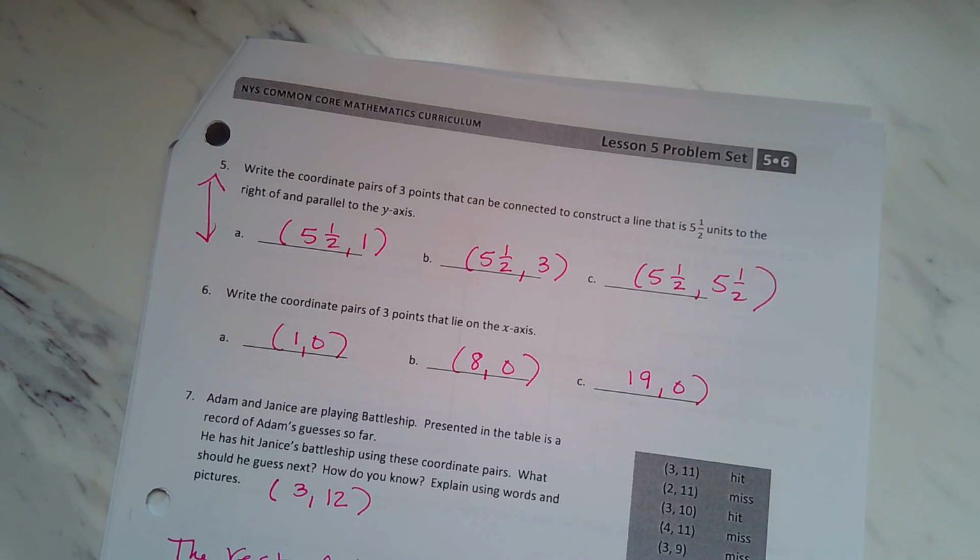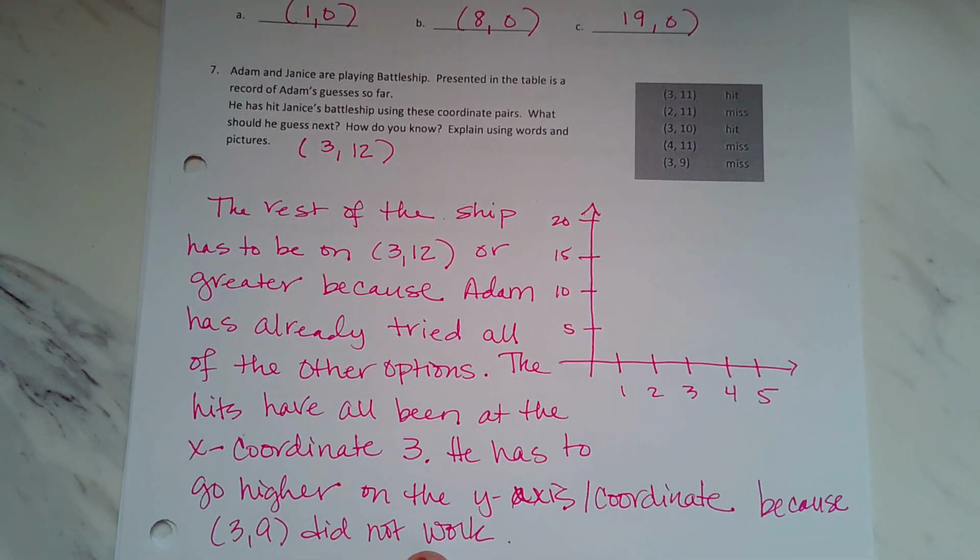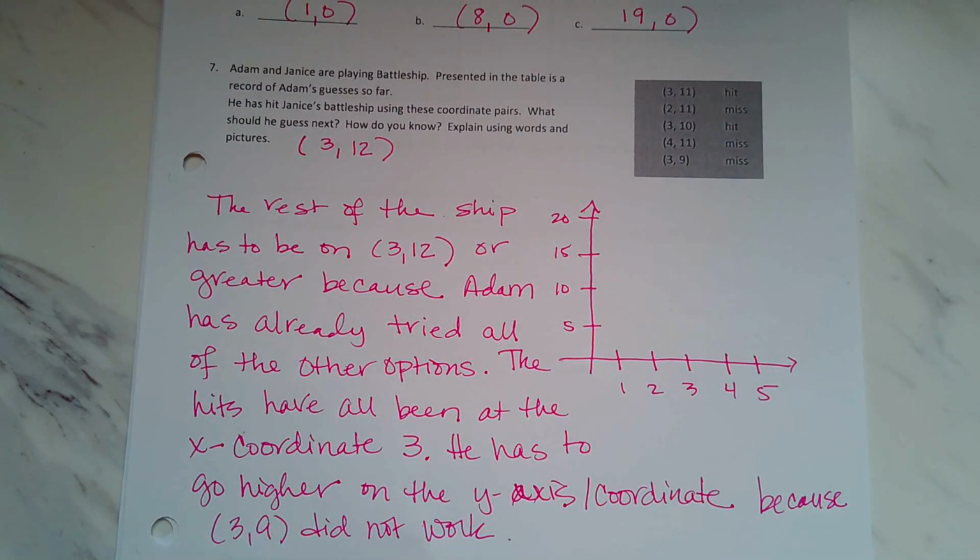Now for problem 7. So it's about strategy. How could Adam think through this? So Adam and Janice are playing Battleship. Presented as a table is a record of Adam's guesses so far. He has hit Janice's battleship using these coordinate pairs. What should he guess next? How do you know? Explain using words and pictures.